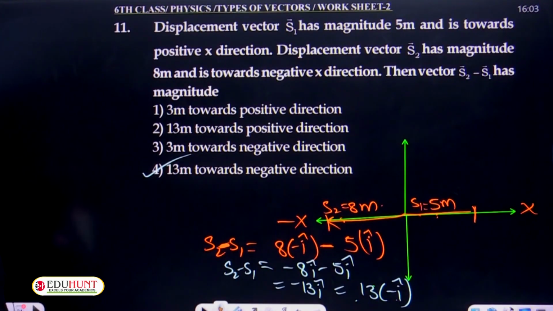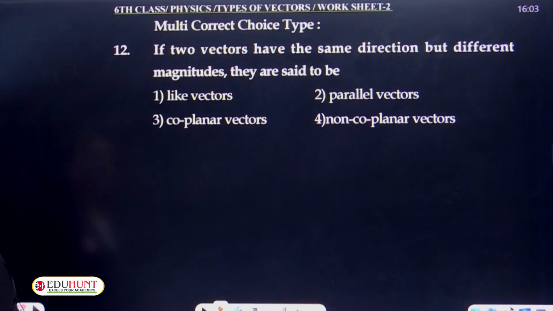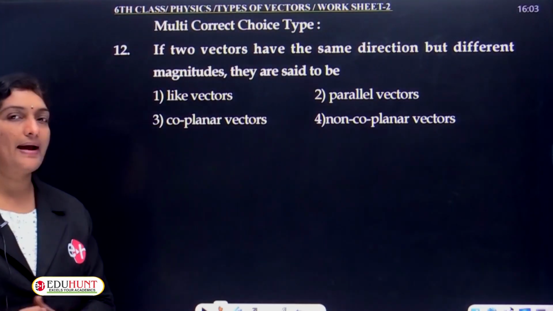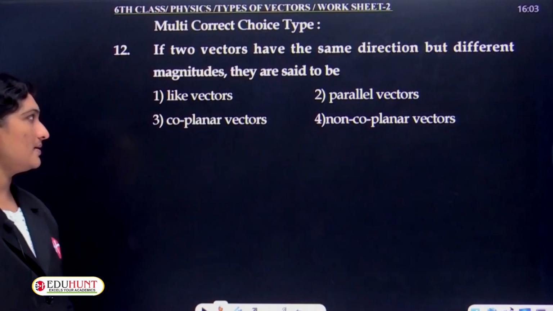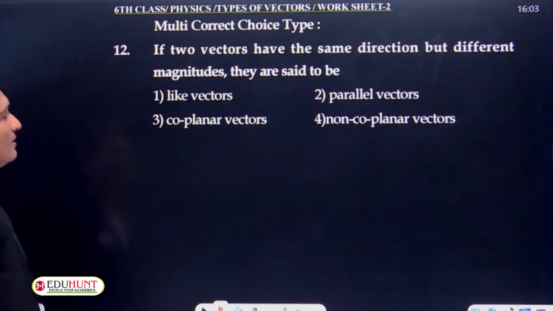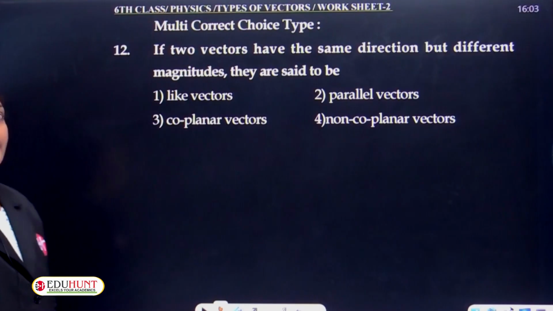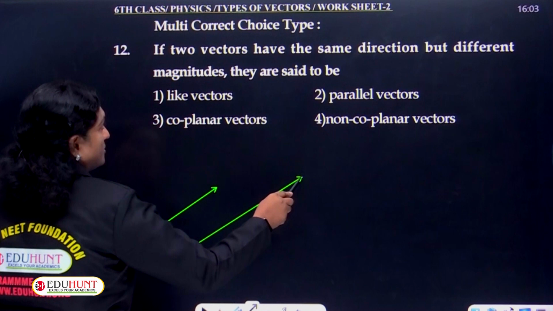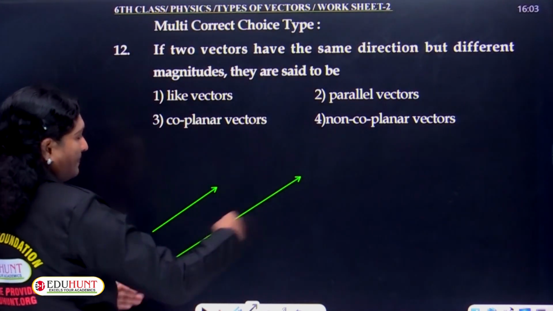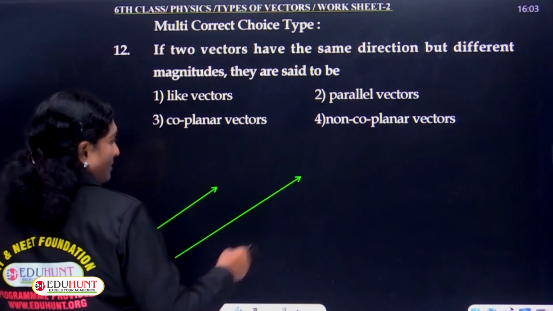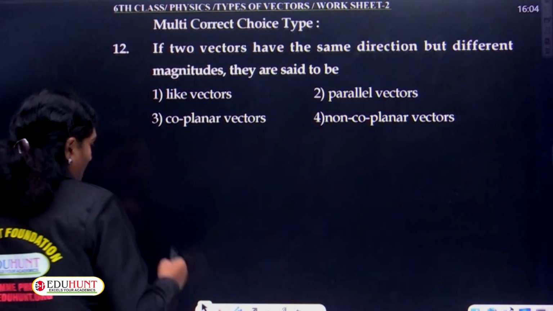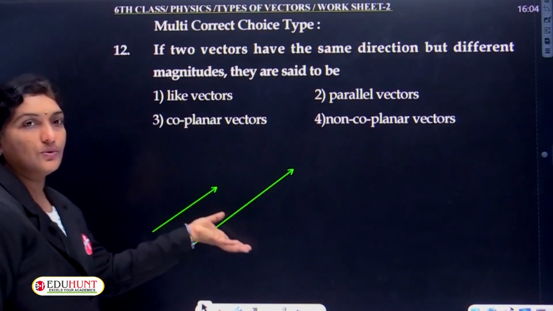So now moving to the next one, the 12th question, children, multiple correct choice type. If two vectors have the same direction but different magnitudes, parallel to each other or like vectors, they are said to be... So what are they? Multi-correct, they said. So two vectors, vector 1 and vector 2. What was given is that they both represent the same direction, but what makes the difference? Their magnitude is different. So how are they? They both are parallel to each other.